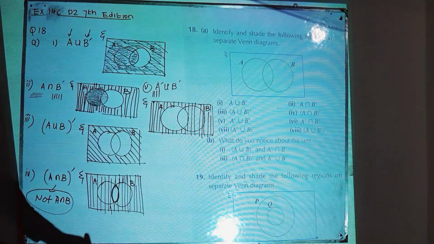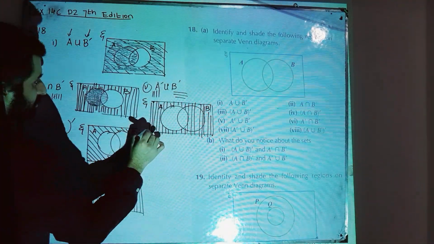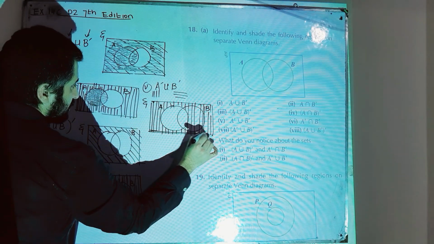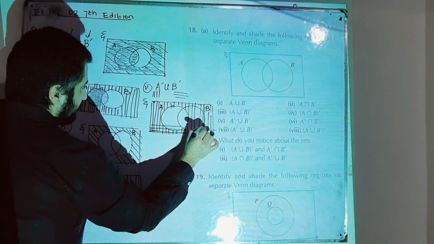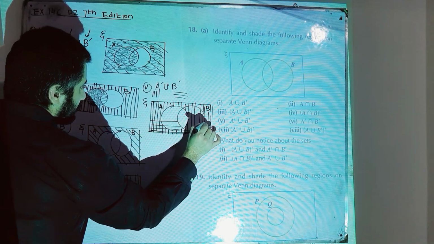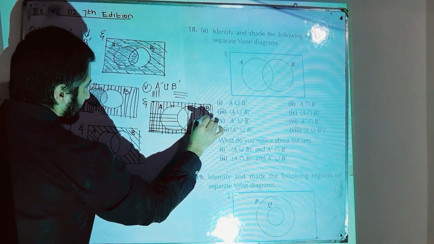And for B complement I am using horizontal lines, so B complement will be shaded with horizontal lining. And remember, B complement means not B, so don't go through B. I am not going through B.